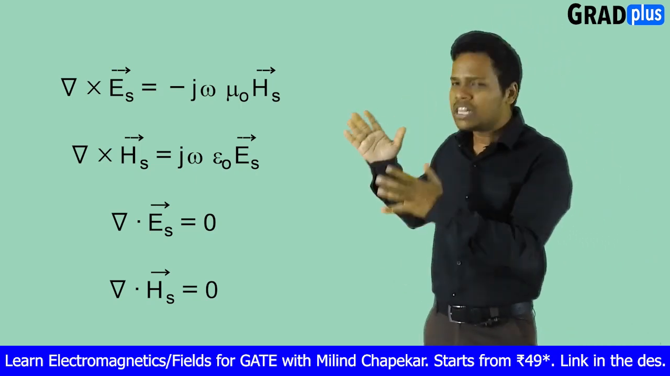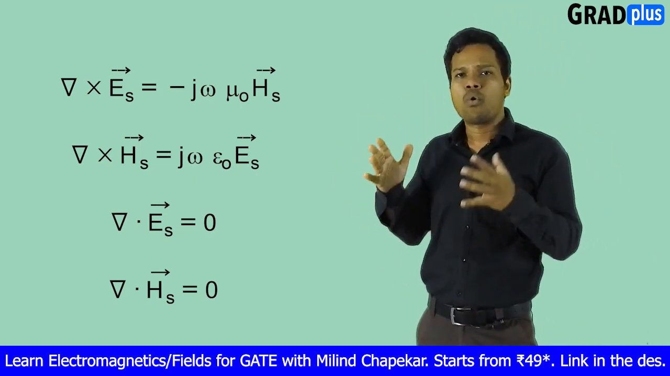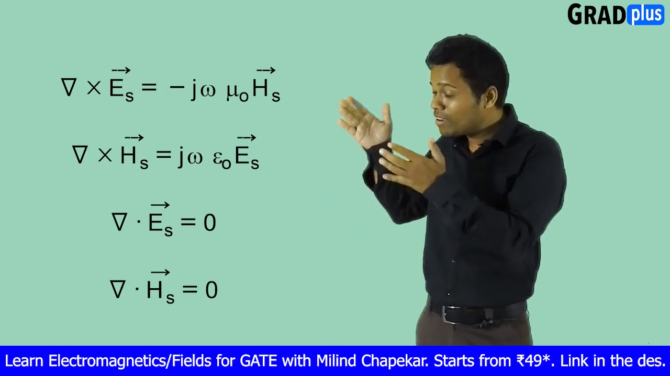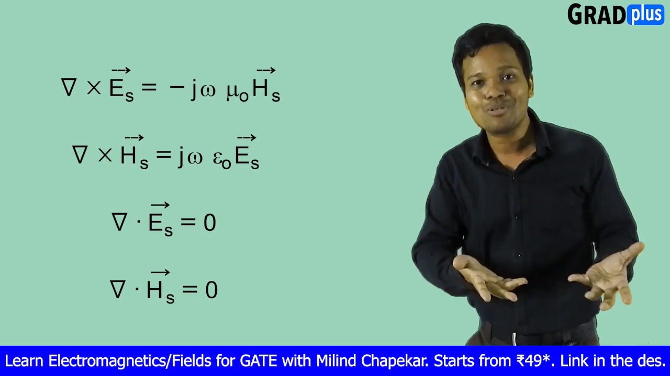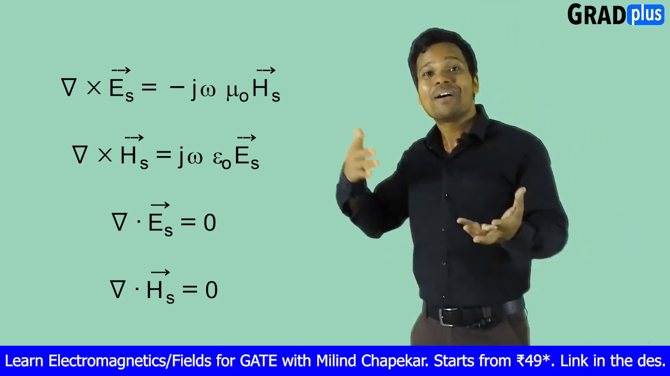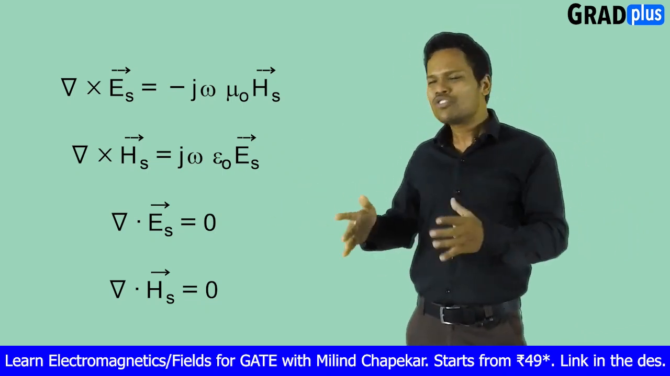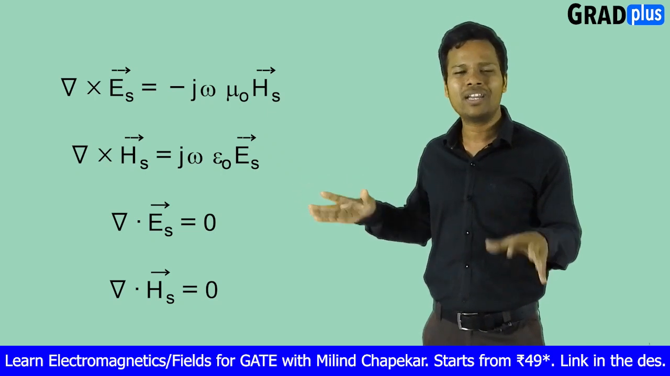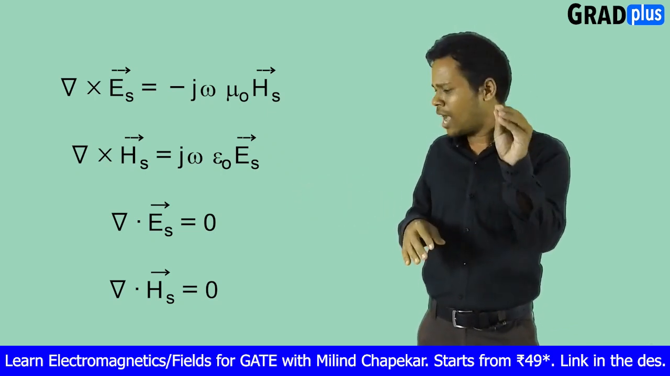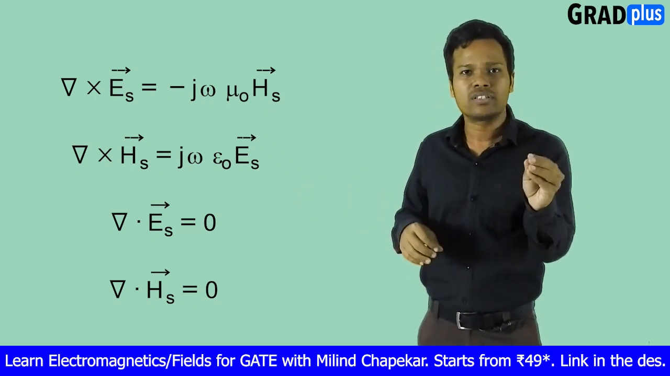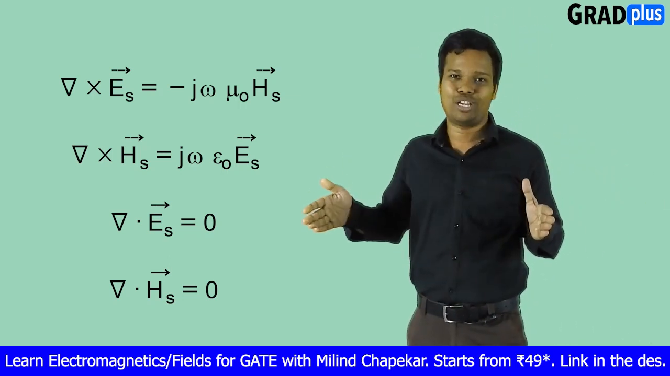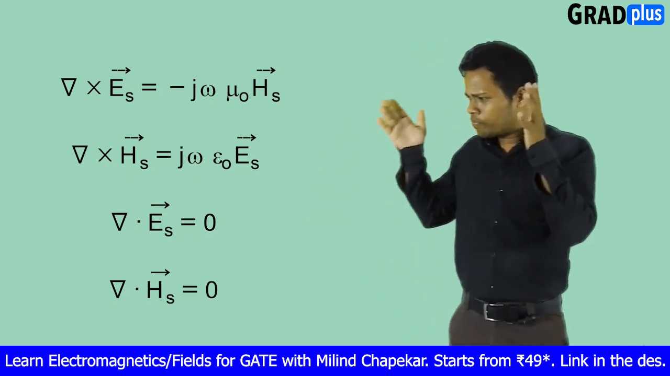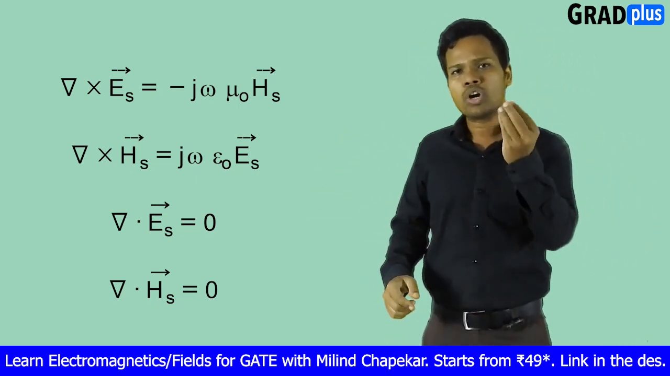So starting with these equations, what do we do then? We simplify these equations to get the Helmholtz equation. Then we solve the Helmholtz equations to get our wave equations. Am I right? I am not taking the complete derivation here. I am just pointing out the difference between the vector Helmholtz equation and the scalar Helmholtz equations. Okay, so starting with these equations, what do we do next?